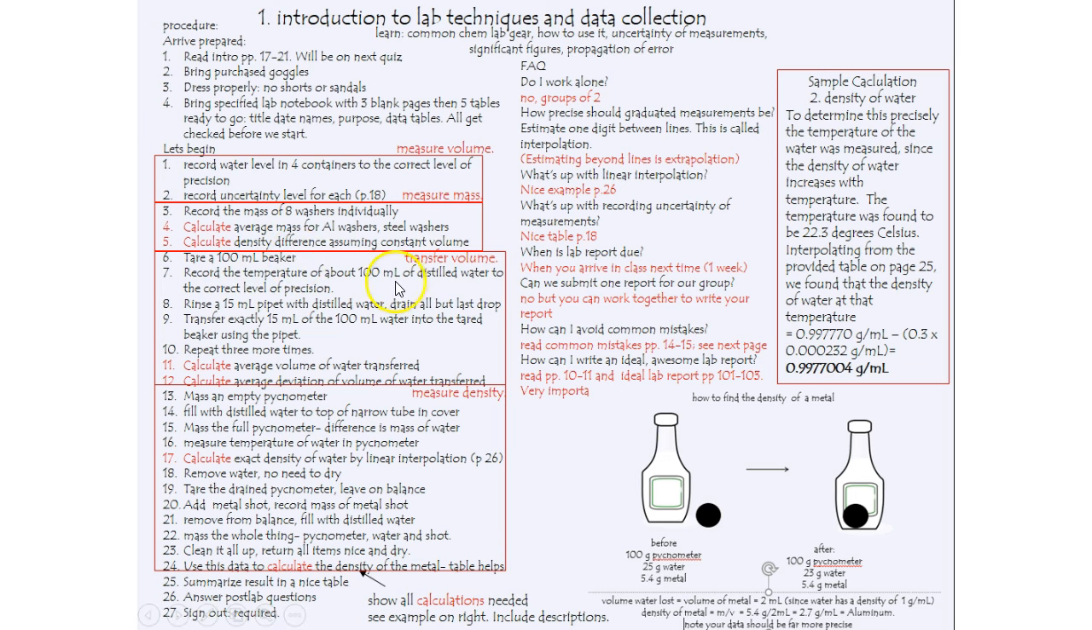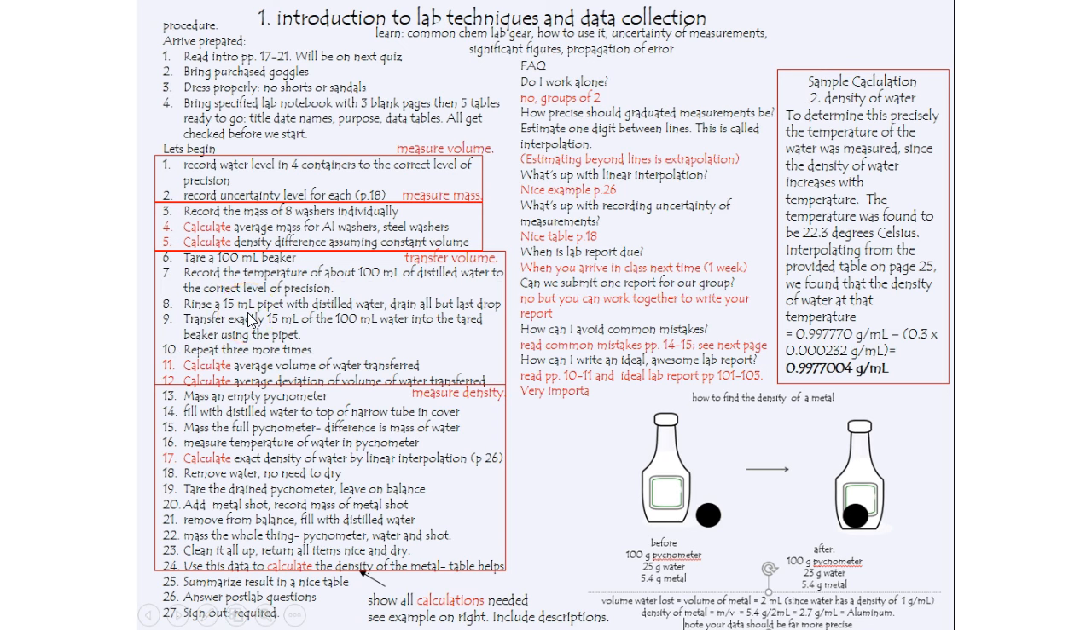Record the temperature of about 100 ml of distilled water. You should find that, I believe it's the orange indicator in the sink, so I'll point that out to you. Record its temperature to the correct level of precision. Note that this is simply using a stick thermometer, and they do have graduations.